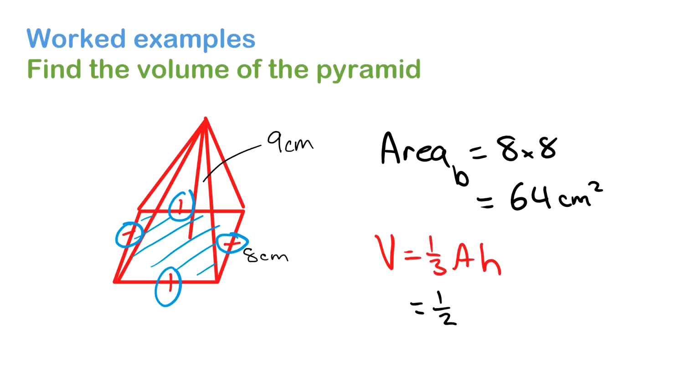So 1/3 multiplied by the area that we just found, so 64, multiplied by its perpendicular height, which is that red line in the center there, which is 9 centimeters, so 9. At this point you use a calculator and you get 192. Now remember, you always need to have the correct units. Everything's in centimeters, so it's centimeters cubed because volume is cubed, remember.